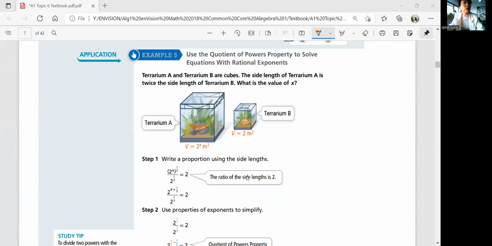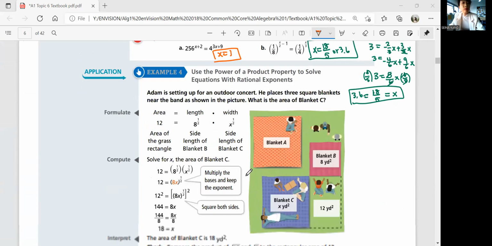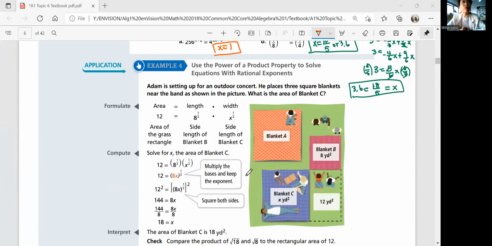Wait, we have one more example. Okay, so we have 2 application examples. Let's look at example 4. Use the power of a product property to solve equations with rational exponents.